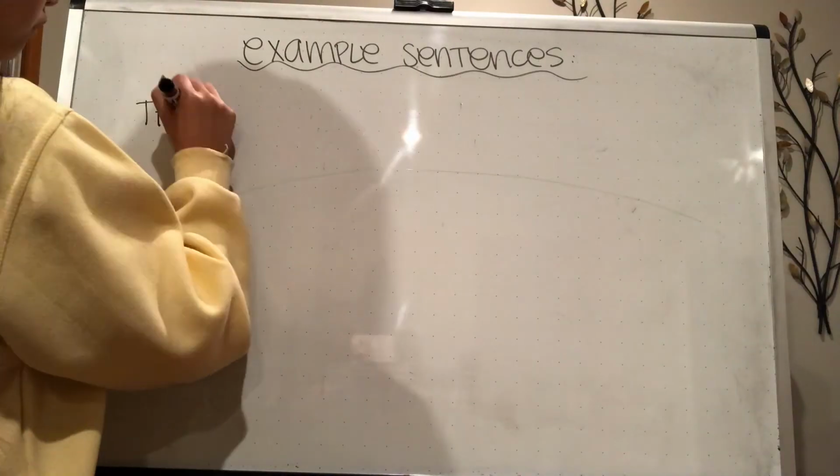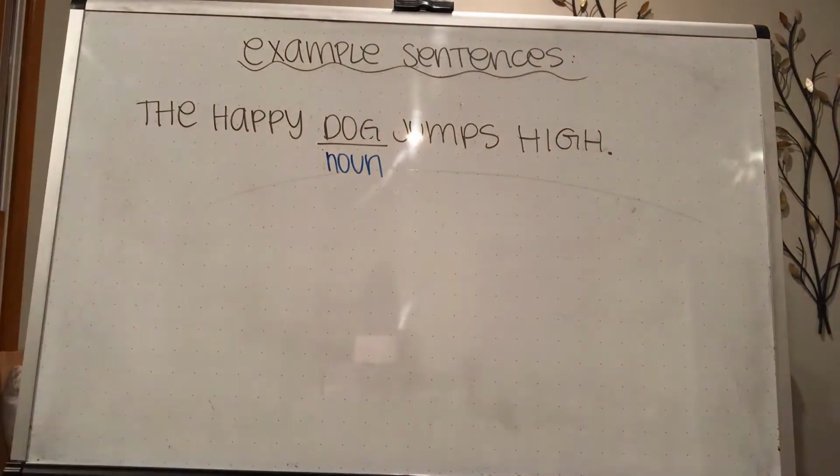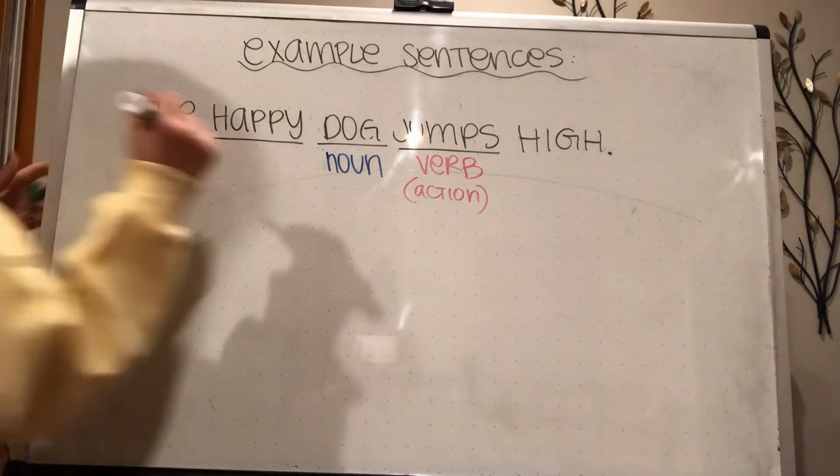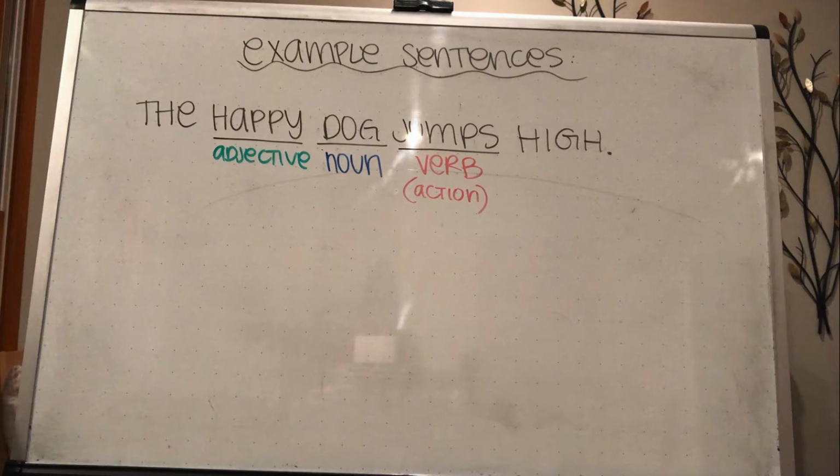For our first example sentence, it's going to be, the happy dog jumps high. First, to identify the noun, we're going to look for a person, place, thing, or idea. Dog would be a thing, right? It's an animal. Next, we're going to look for the verb. We're either going to be looking for an action verb or a linking verb. In this case, it's an action verb, jumps.